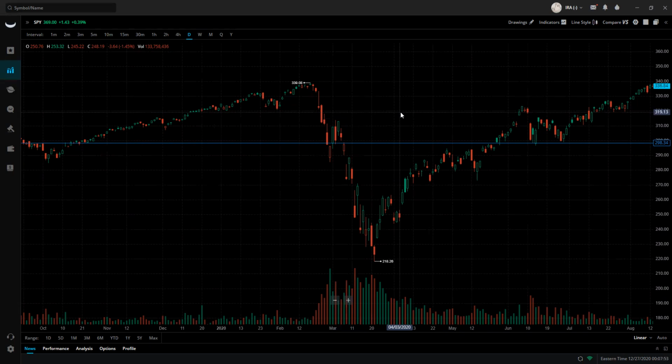It could be a supply or demand area as well. So if we look at what happened back in February, the market came down and bounced off this level. So this is a general support area.